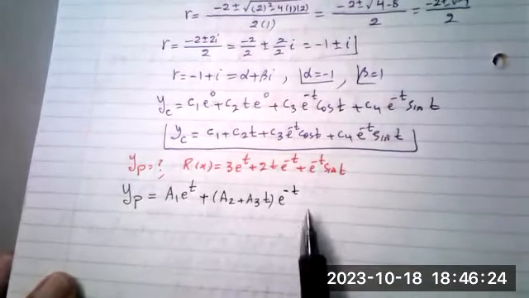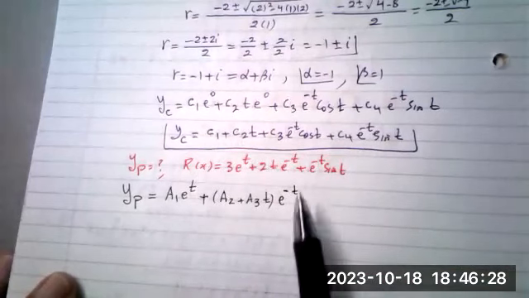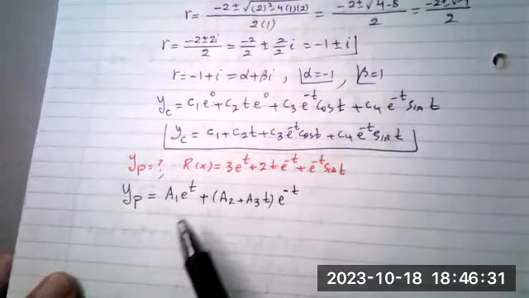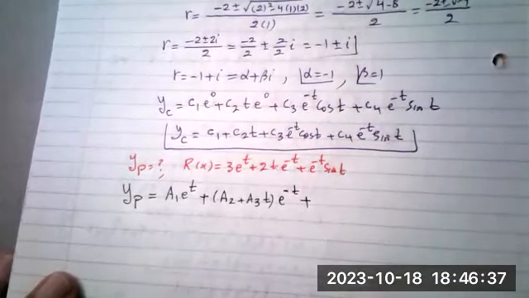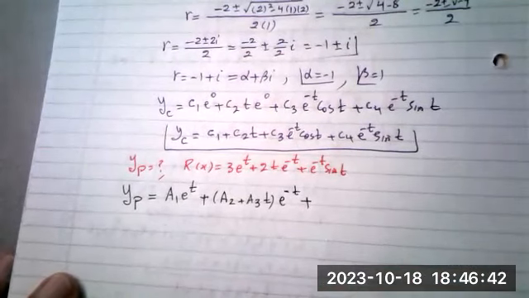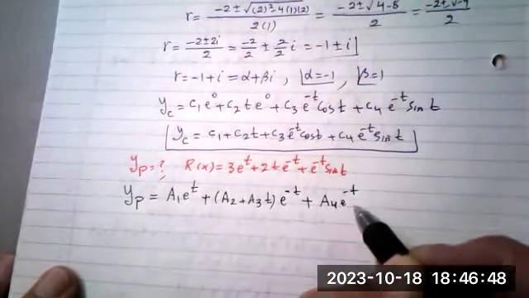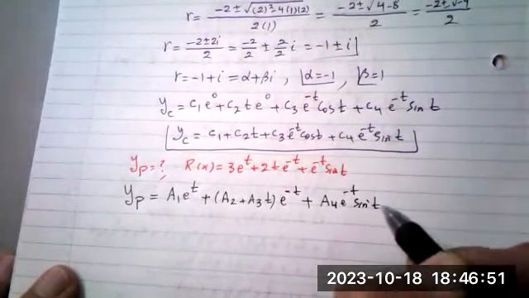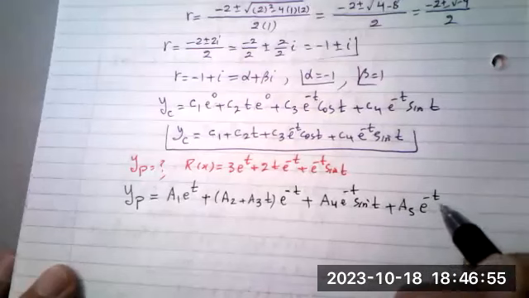You check for any duplicated terms. There is nothing here, because e to the -t and the cosine are together. So it's done. It's going to be plus the third one, e to the -t sine t. The coefficient is a constant, so you have to have a combination of a sine and a cosine. So it's going to be a4 e to the -t sine t plus a5 e to the -t cosine t.